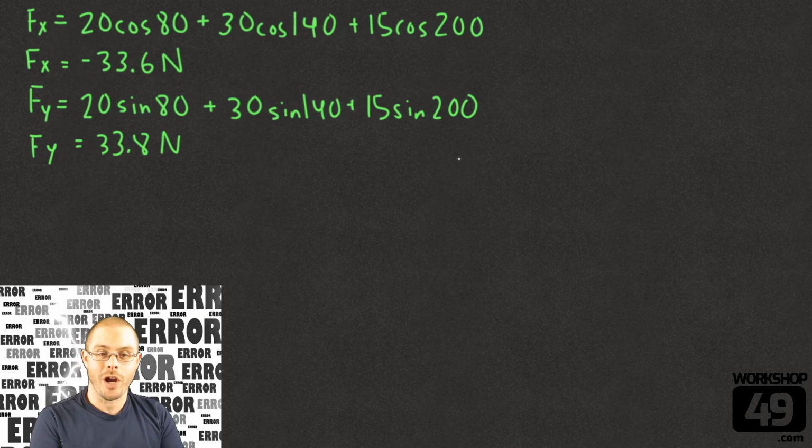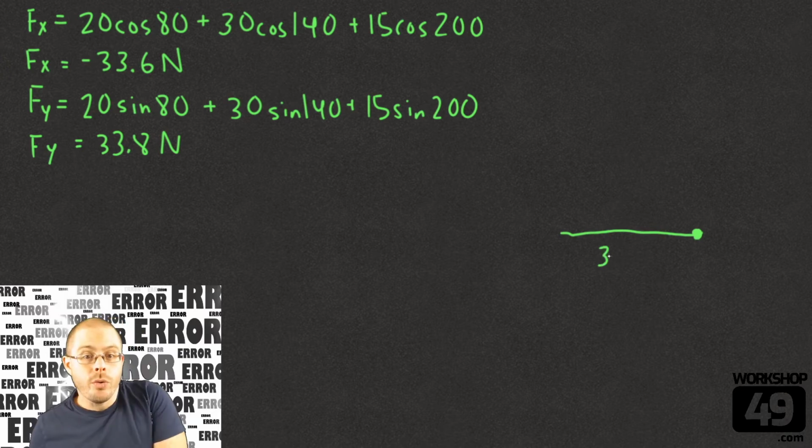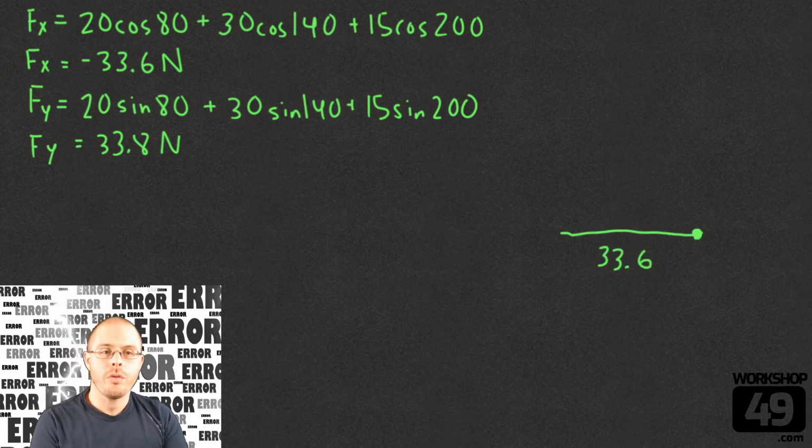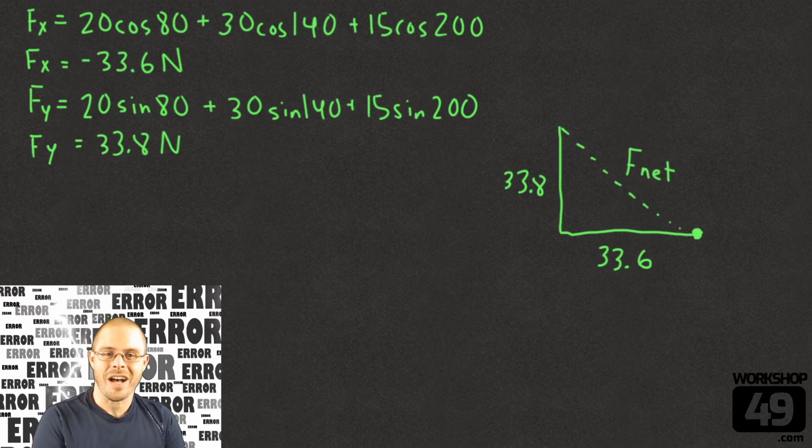I'm going to go ahead and draw a triangle to show these vectors. Draw a little circle for our starting point. Our x component is to the left, so we draw the vector to the left, and we go 33.6, and then we're going to go up, and we're going to go up 33.8. We can connect these vectors with a little hypotenuse, and this diagonal, that's our force net. Oh, we got this. Easy stuff.